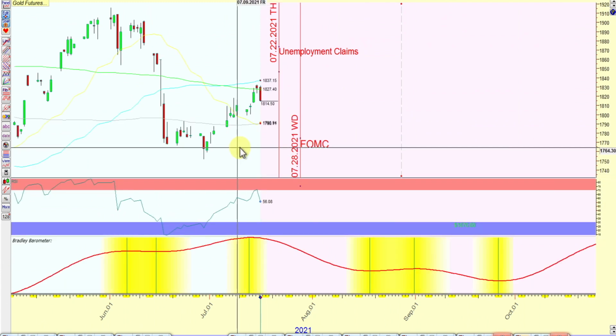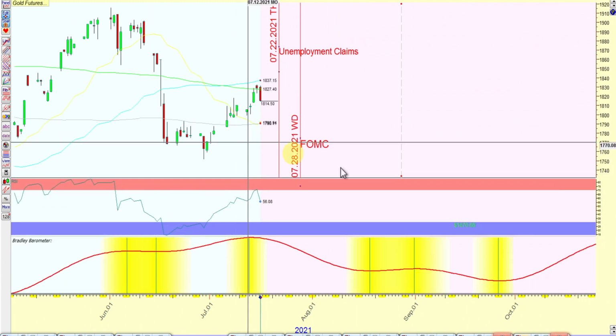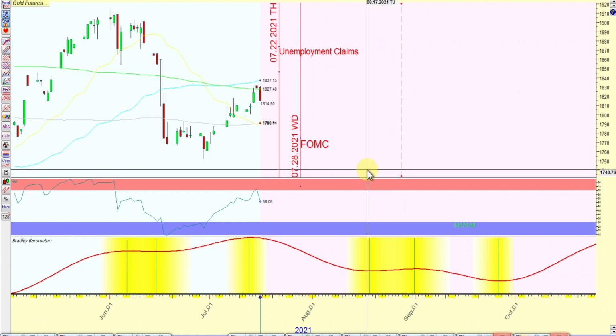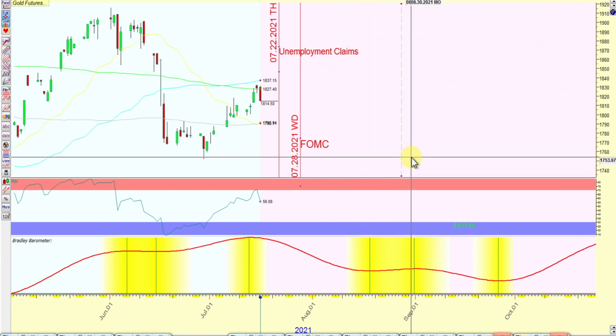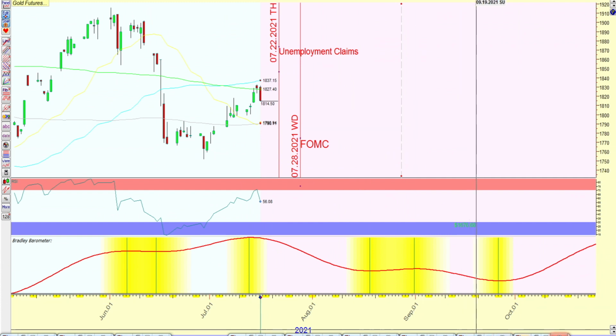The Bradley model, possible turning points. You can see there's one here, and there's one here, the 18th, and the 31st. I wanted to show something else too. I forgot.